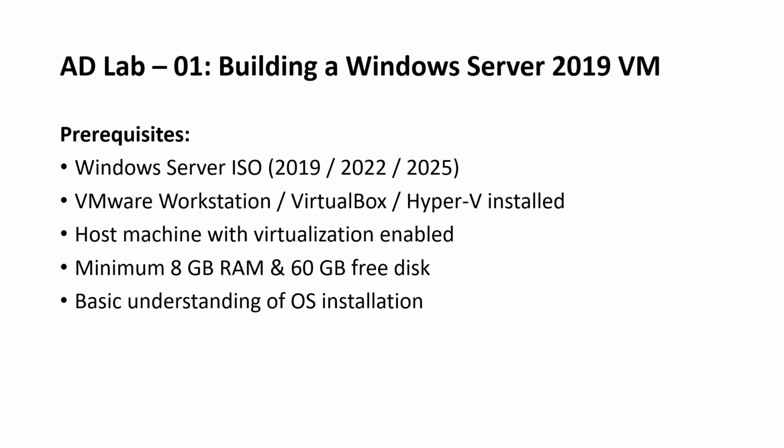We need to have an ISO of 2019, 2022, or 2025. Can we have 2016? Yes, you can, but I would say go with the latest version. You can have VMware Workstation, VirtualBox or Hyper-V installed. We are going ahead with VMware Workstation.